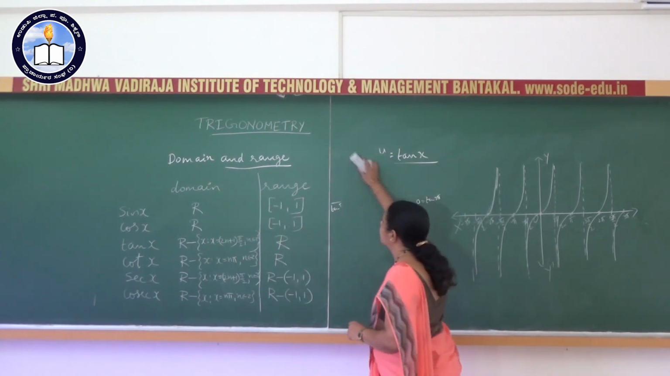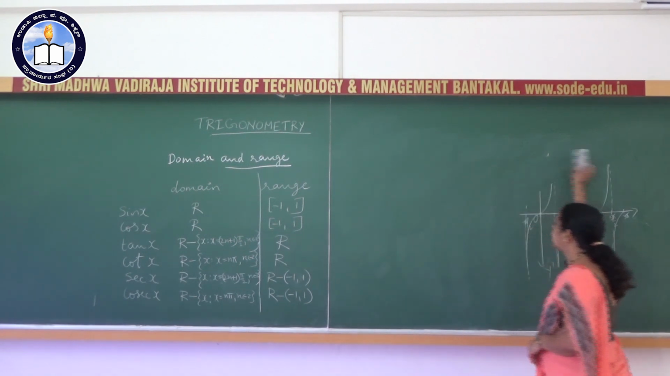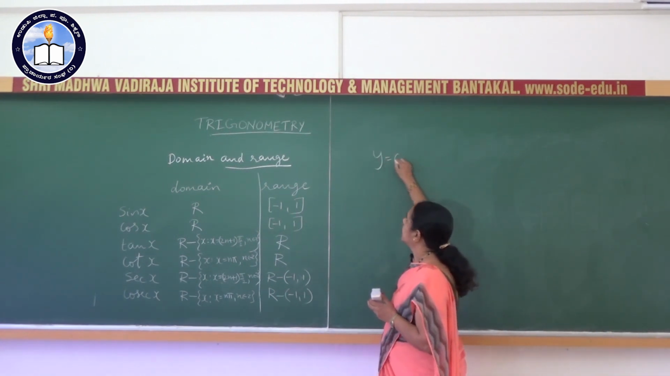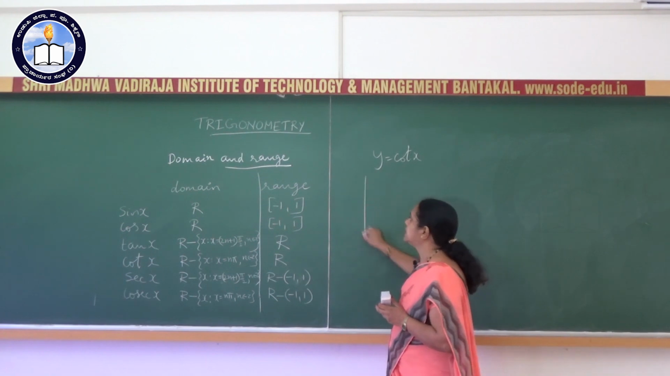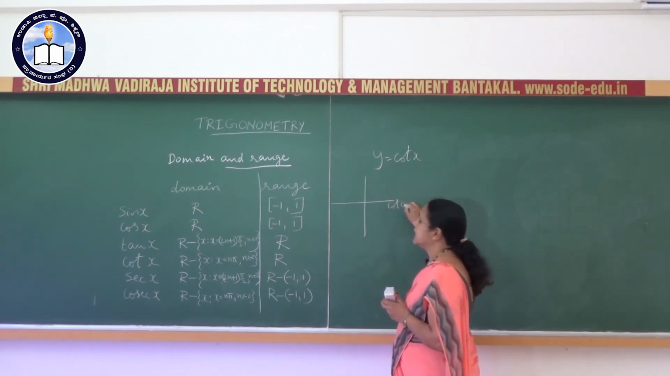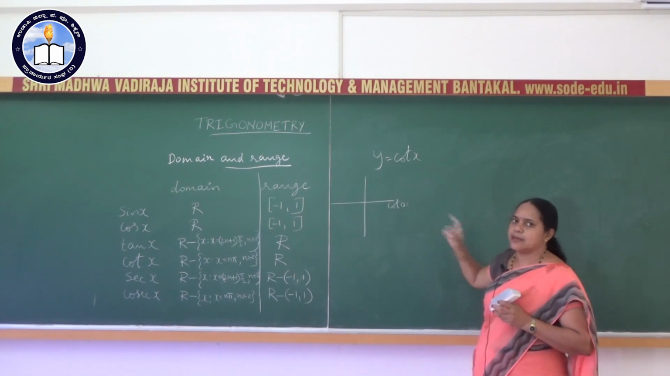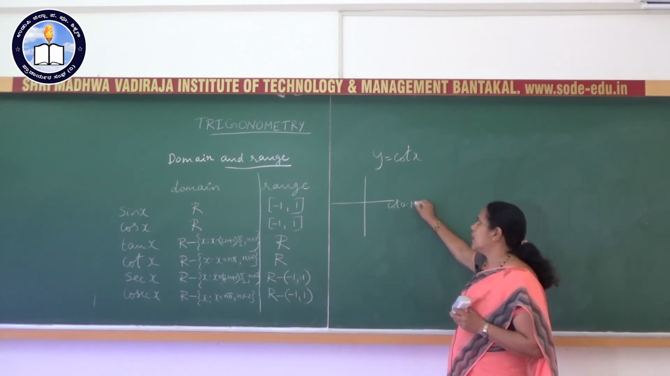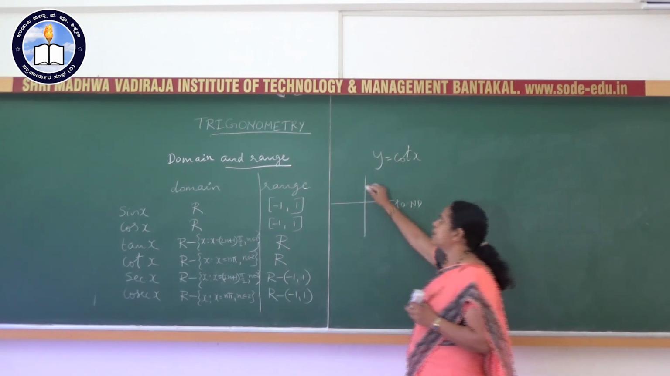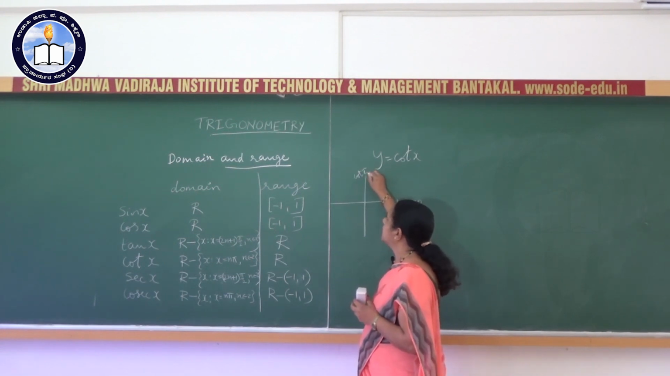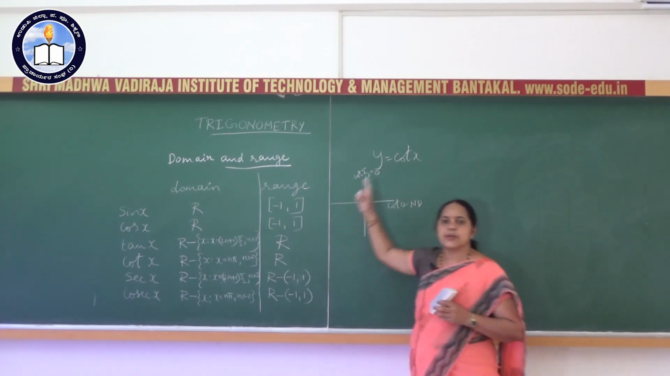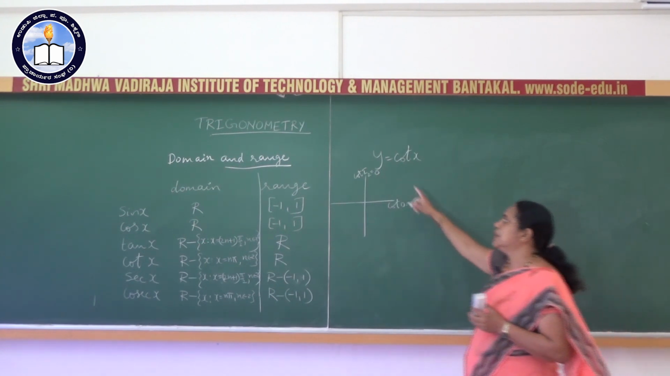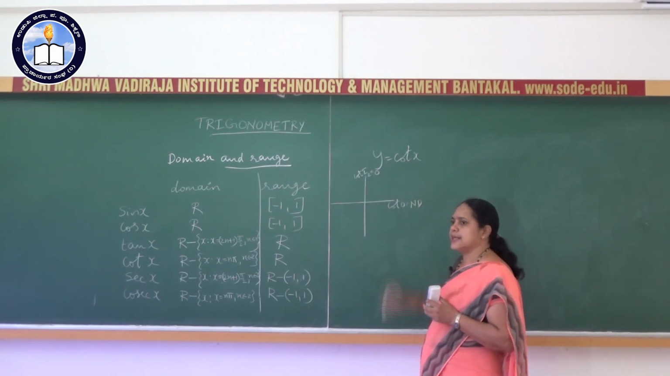Now, what is the graph of y is equal to cot x? We know cot 0 is equal to cos 0 divided by sin 0, but cos 0 is 1 and sin 0 is 0, so cot 0 is not defined. Cot pi by 2 is equal to cos pi by 2 divided by sin pi by 2, that is 0 divided by 1, which is 0.